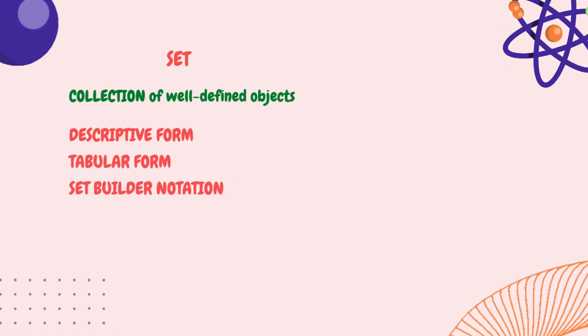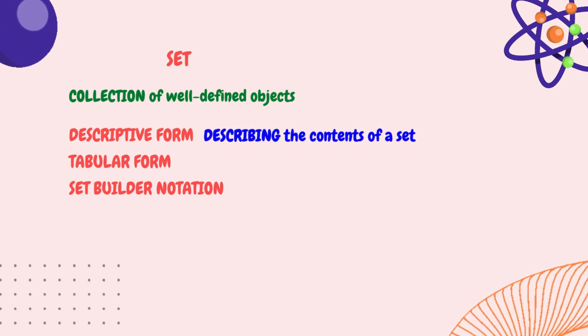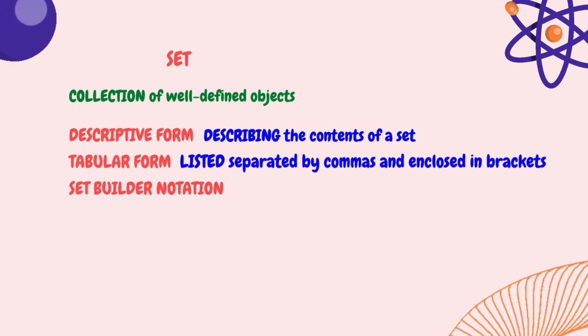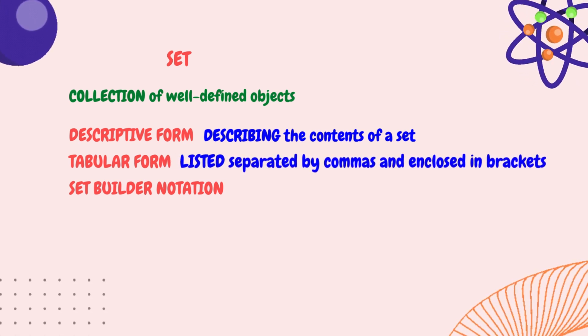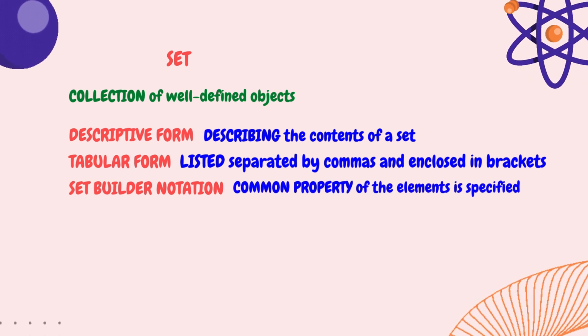In descriptive form, a set is defined by describing the contents of a set. In tabular form, elements are listed separated by commas and enclosed in brackets. In set builder notation, the common property of the elements is specified.